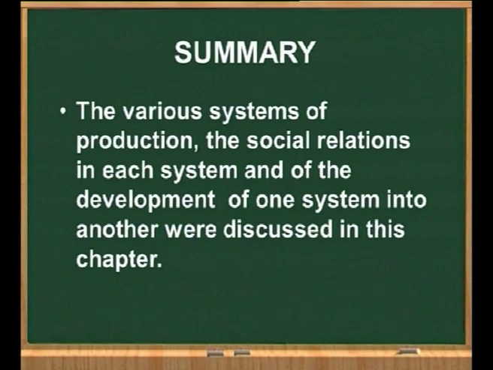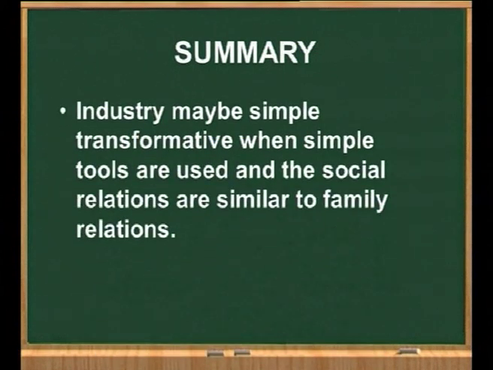Summary. The various systems of production, the social relations in each system and the development of one system into another were discussed in this chapter. Industry may be simple transformative when simple tools are used, and the social relations are similar to family relations. It became complex transformative with sophisticated tools and more formal and complex social relations at work.